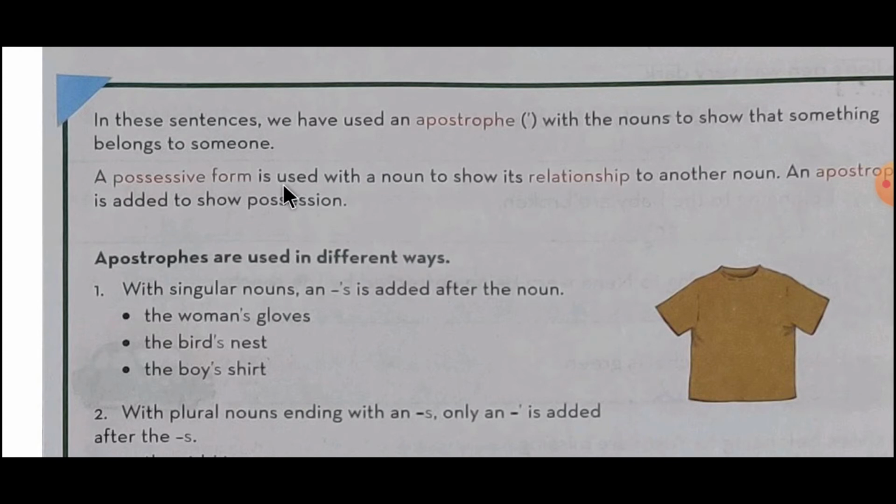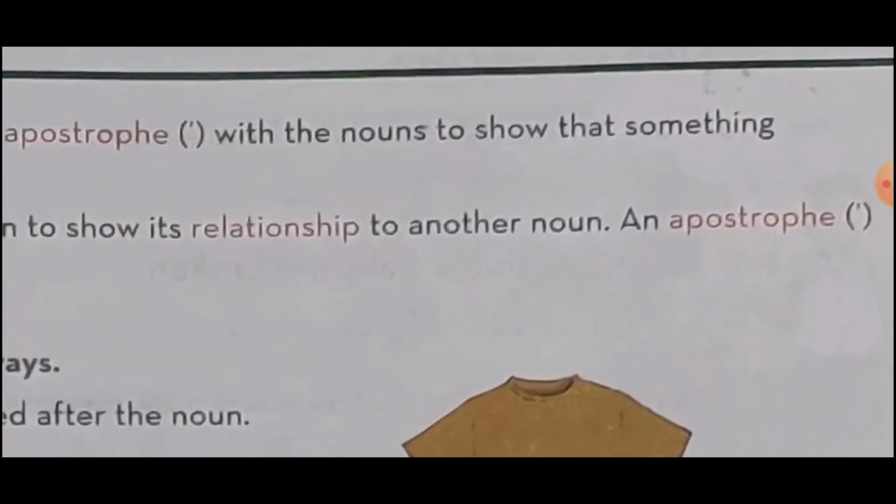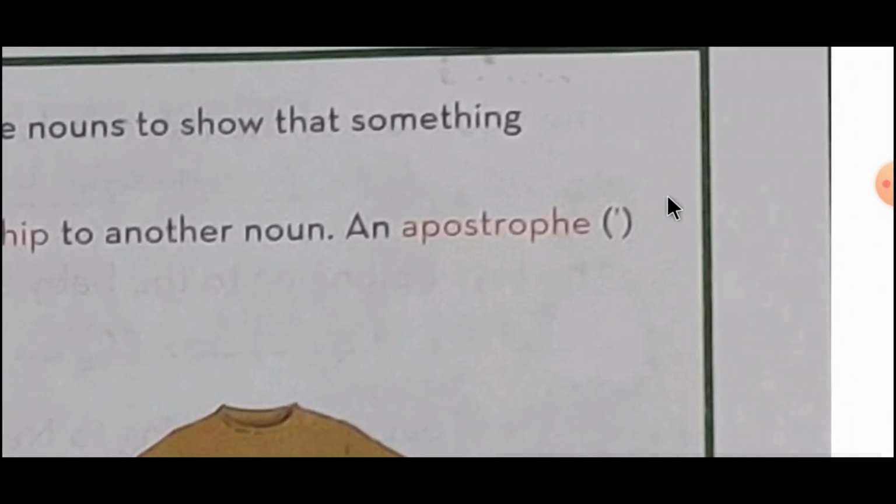A possessive form is used with a noun to show its relationship to another noun. An apostrophe is added to show possession. ओके, पॉजेसिव फॉर्म वो है कि एक नाउन का दूसरी नाउन के साथ जो रिलेशन है वो दिखाता है. And to show that we have to add the sign of apostrophe. Okay, it is here only. Let me make it bigger. Okay, the apostrophe, the sign of that one.